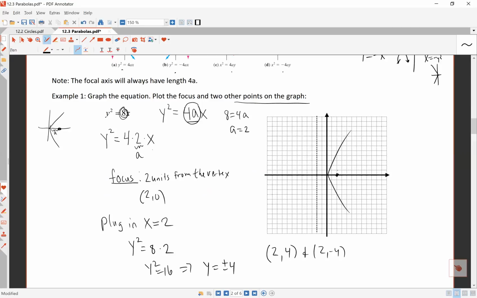Let's see how I did. 1, 2, 3. Oh my gosh, I almost got that perfect there. 1, 2, 3, and 4. I was very lucky when I did that. So that was a very accurate sketch of the graph just by freehanding it.